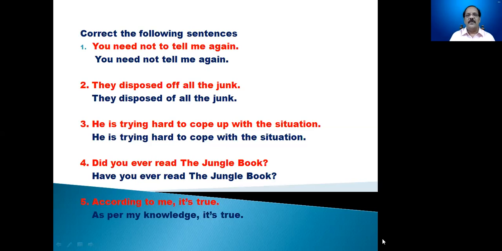So here are some more questions given in your textbook. You need not to tell me again. So here to is not necessary. So you need not tell me again. Then, they disposed of all the junk. So disposed of is again a preposition, but don't use O double F. So of is the right preposition here. So they disposed of all the junk is a right answer.